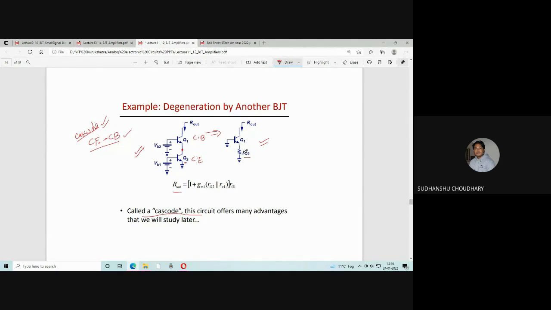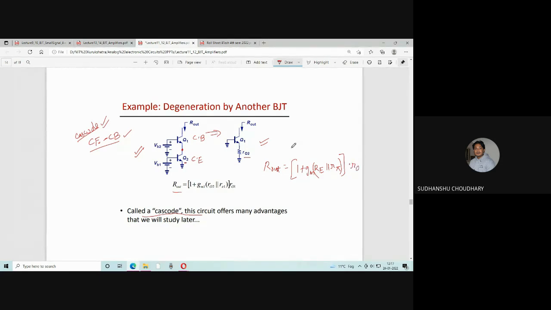Common emitter circuit with emitter degeneration. We had already calculated the gain. That is, gain was 1 plus gm RE parallel to r pi. Okay, we had written Rout, that is, this Rout for common emitter amplifier with emitter degeneration. This we had already found as 1 plus gm RE parallel to r pi, multiplied by R naught. So we had already calculated.